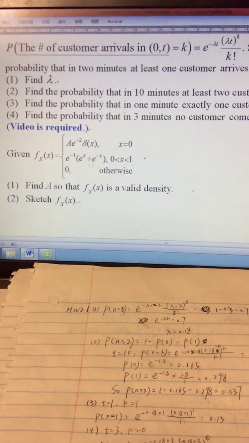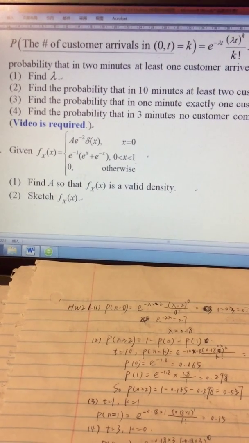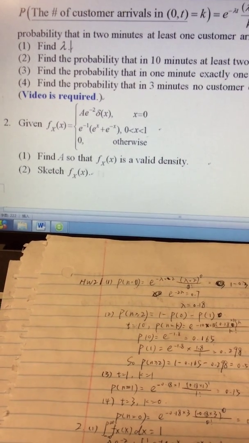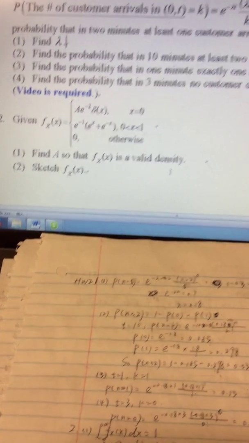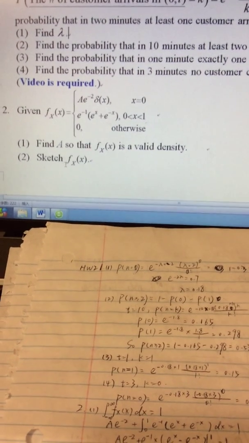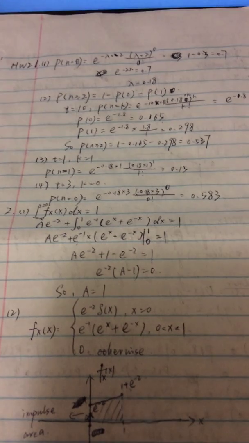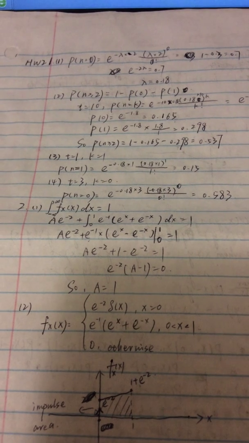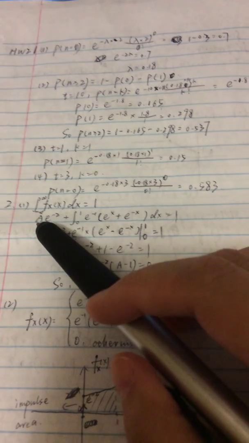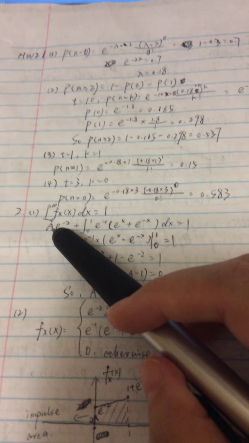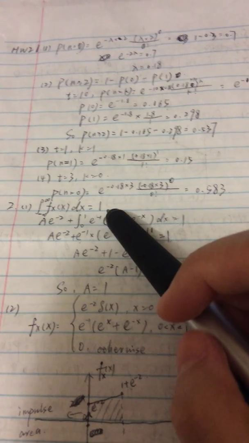Given fx is these 3 values during the 3 parts. First, find a so that fx is a valid density. Second, sketch fx. So now let's first look at the first question. Find the value of a so that fx is a valid density. A valid density means the integral of fx from minus infinity to infinity equals 1.